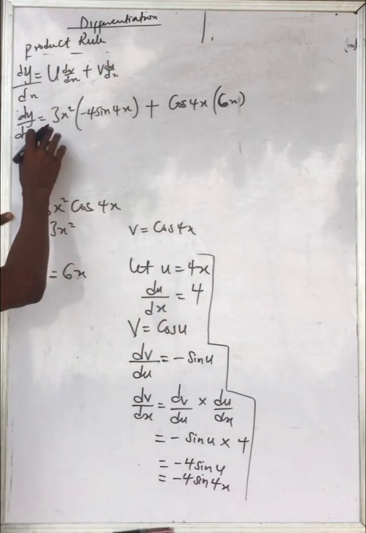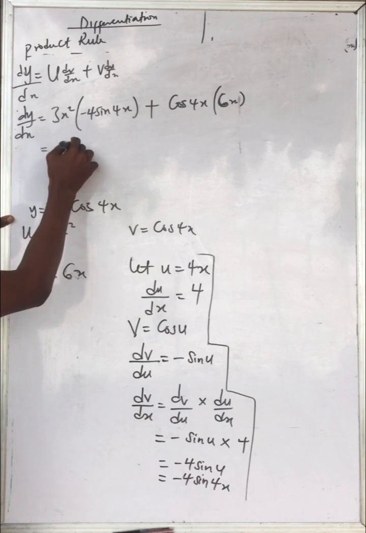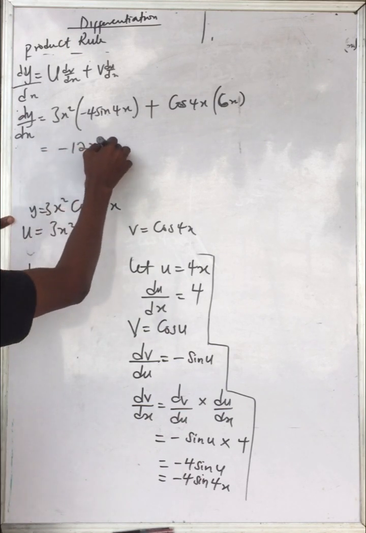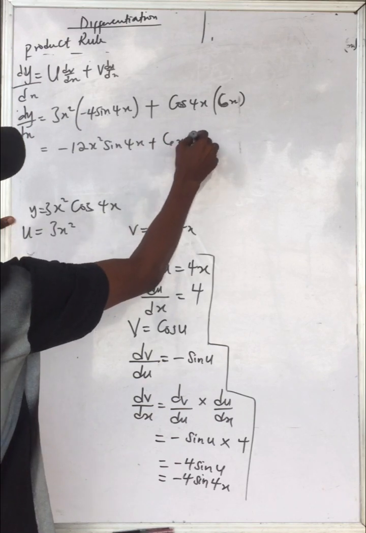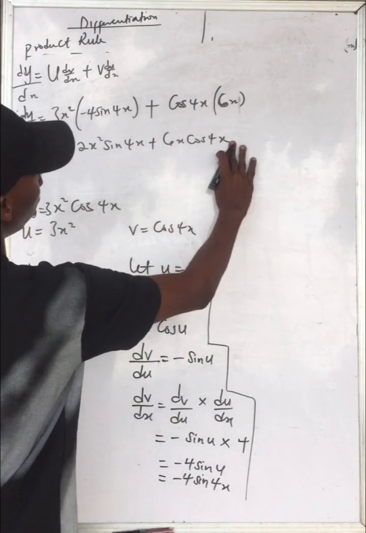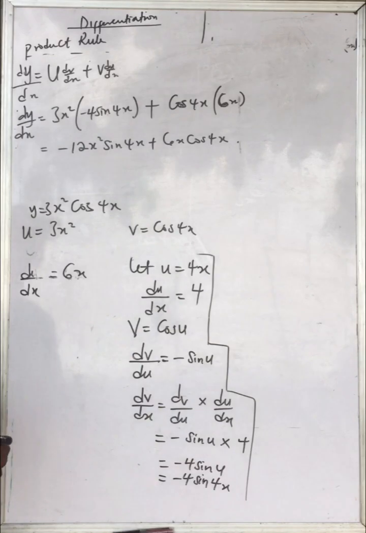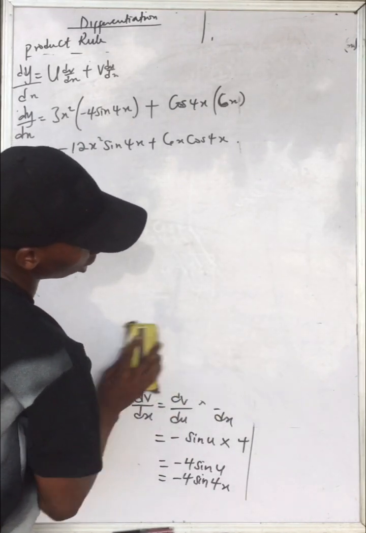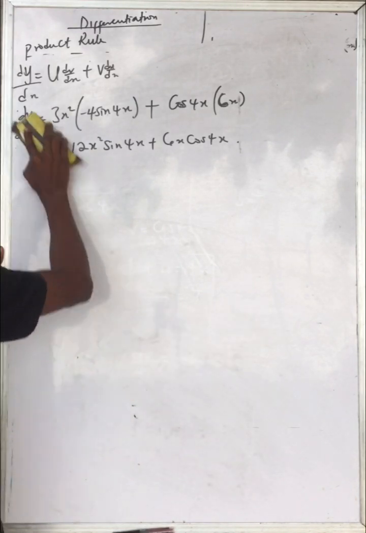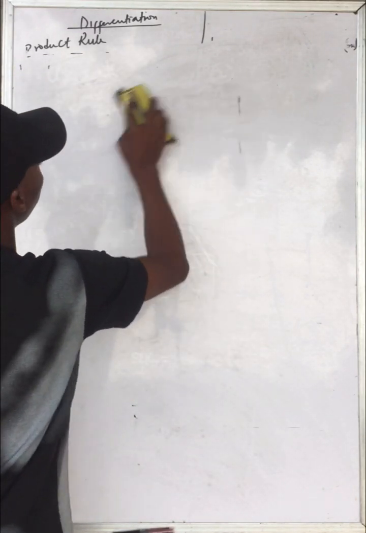So I will end up having, then expand this, minus 12x squared sine of 4x plus 6x cos of 4x, which is the required solution to that very problem. So I want to believe there's no problem on that. You understand? So let me introduce another example to you.